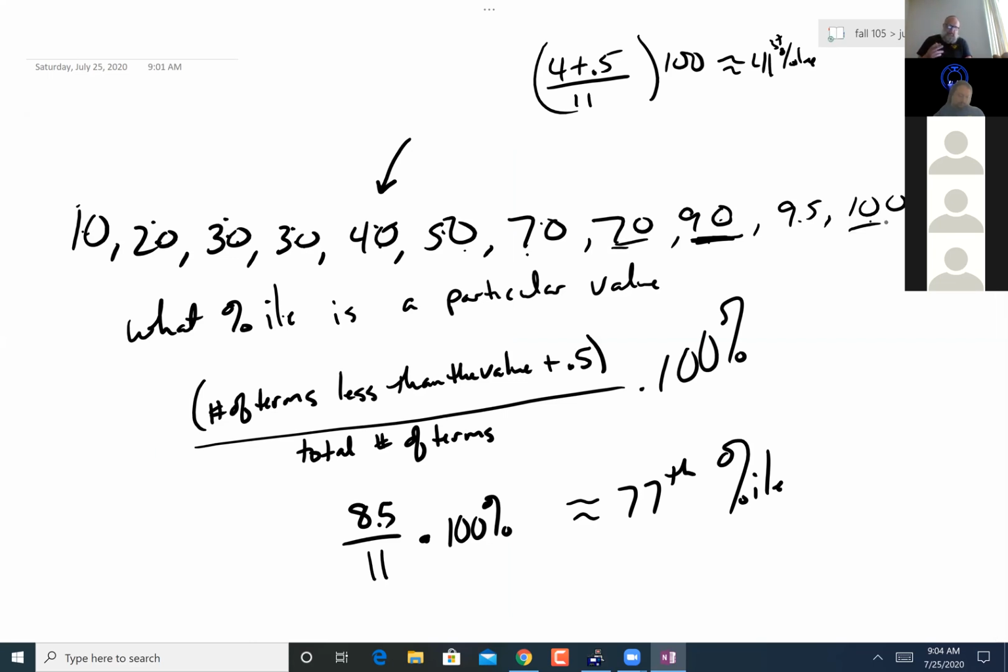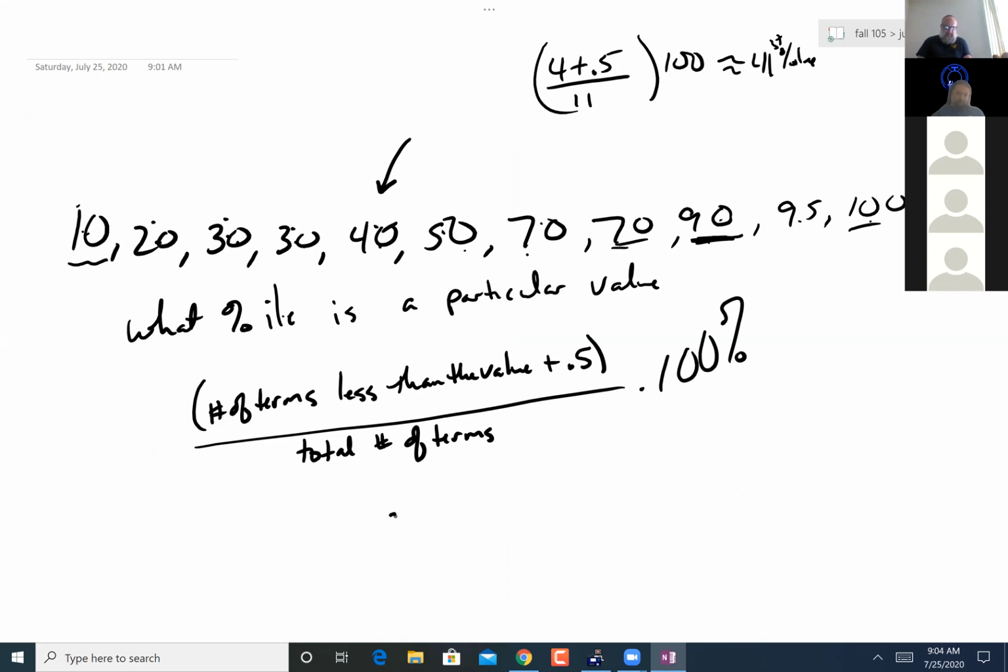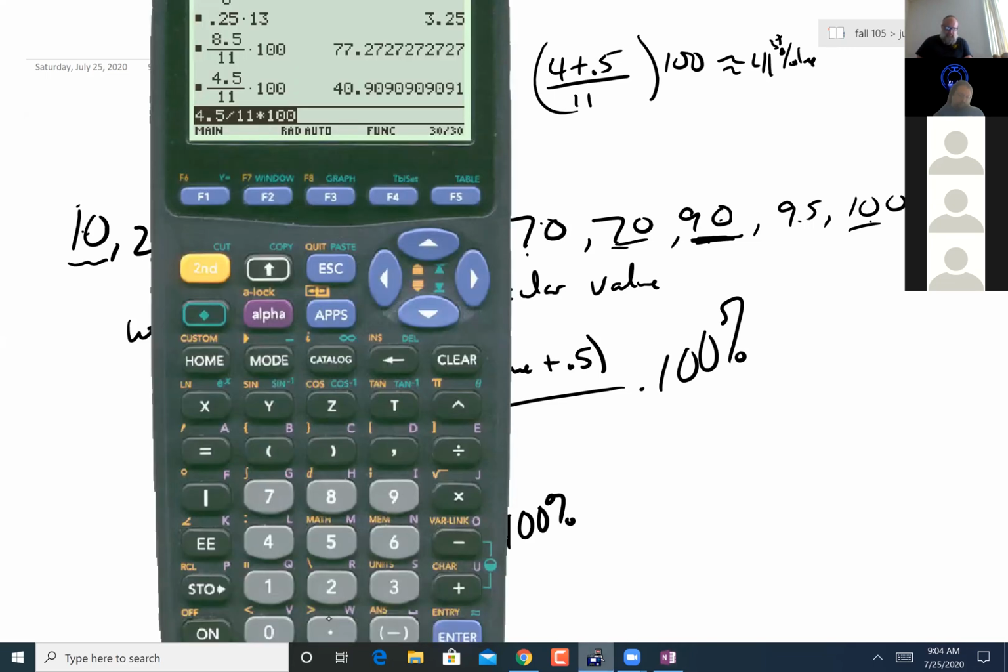Now, something to note about this formula. This is important. If you were 10 down here on the bottom, no one's less than me. 0 people are less than me. That's right. 0 plus 0.5 is no longer 0. Are you with me? If it was like a test or something, you didn't do very good. That's true. But notice what you're not. You're not the 0th percentile. You're the 4.5 percentile.